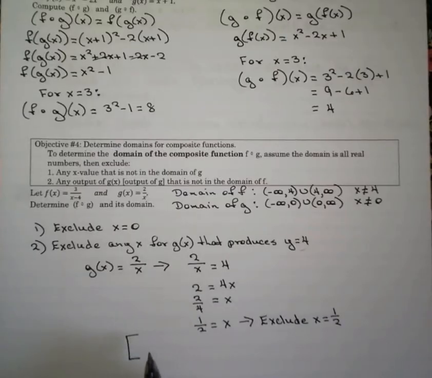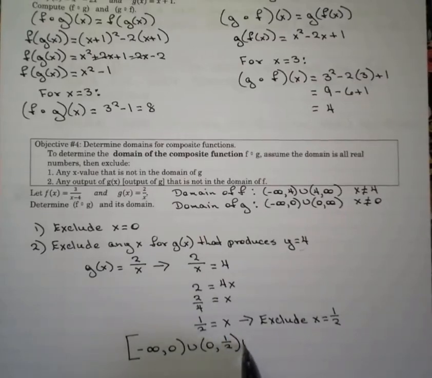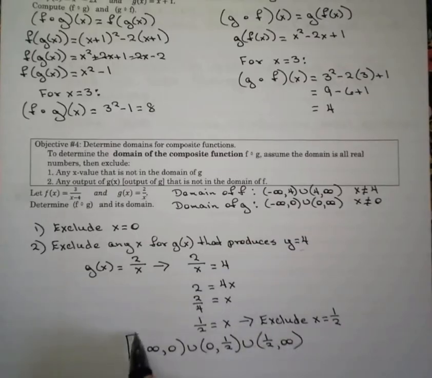I've got to have 2 of these issues, right? I have to say negative infinity, all the way up to but not including 0, right? And then I'll join that with 0, and I can go all the way up to but don't include 1/2. And then from just above 1/2, I can go all the way to positive infinity. And this, of course, should have been a soft bracket over here.